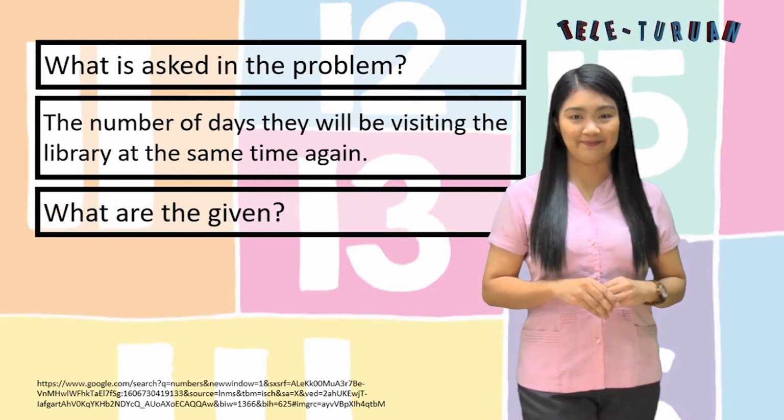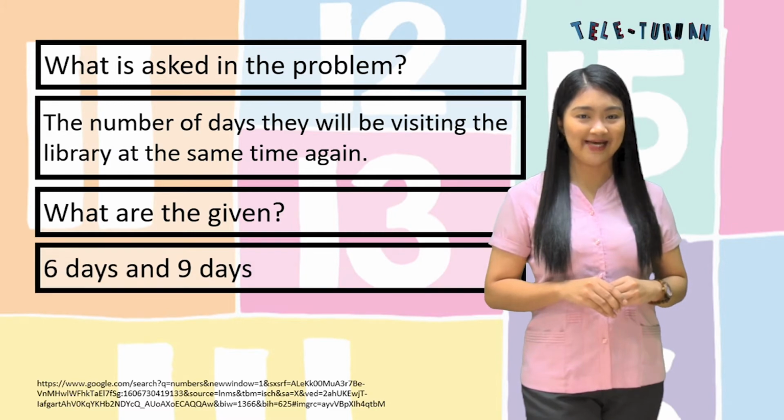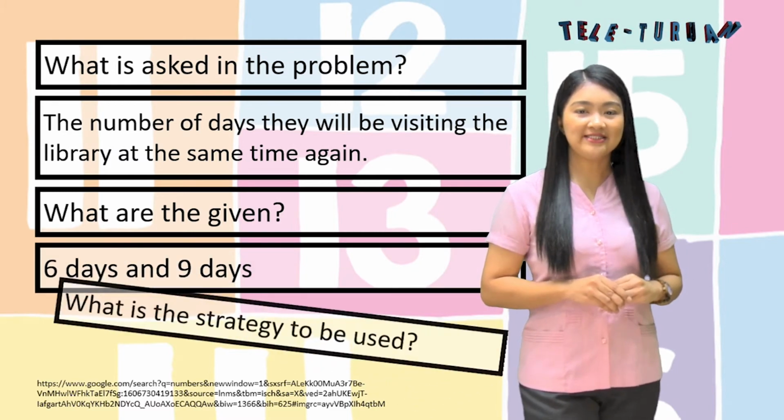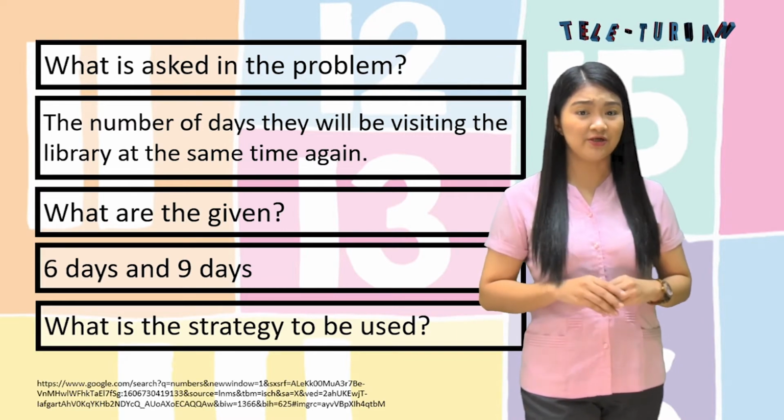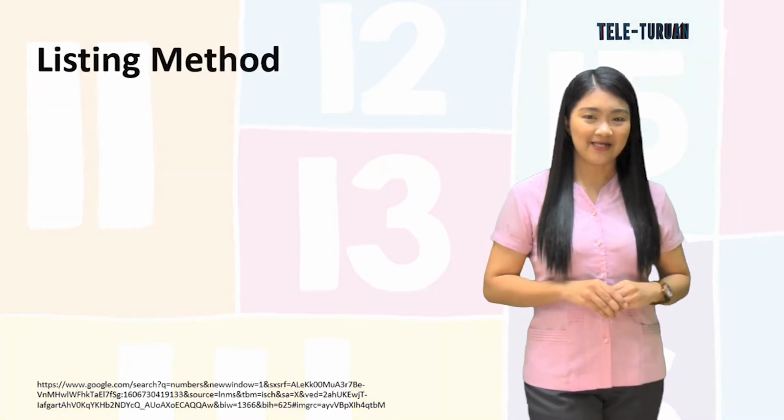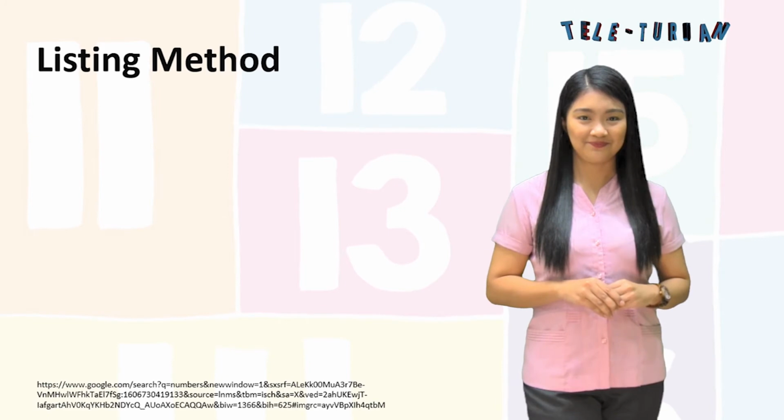What are the given? 6 days and 9 days. What is the strategy to be used? There are 3 methods to solve this problem. Let us start with the listing method.